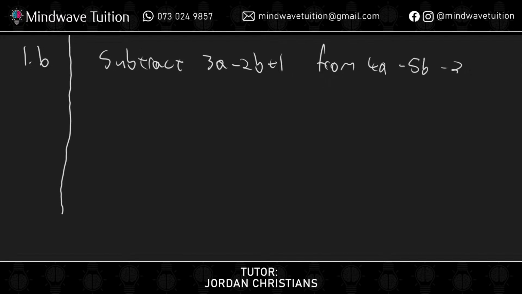Alright, so again, the word from just tells us where we should start, or in other words, what comes first. So this just means that 4a minus 5b minus 2 should come first, and we are minusing this entire term, so we say minus the entire term of 3a minus 2b plus 1.